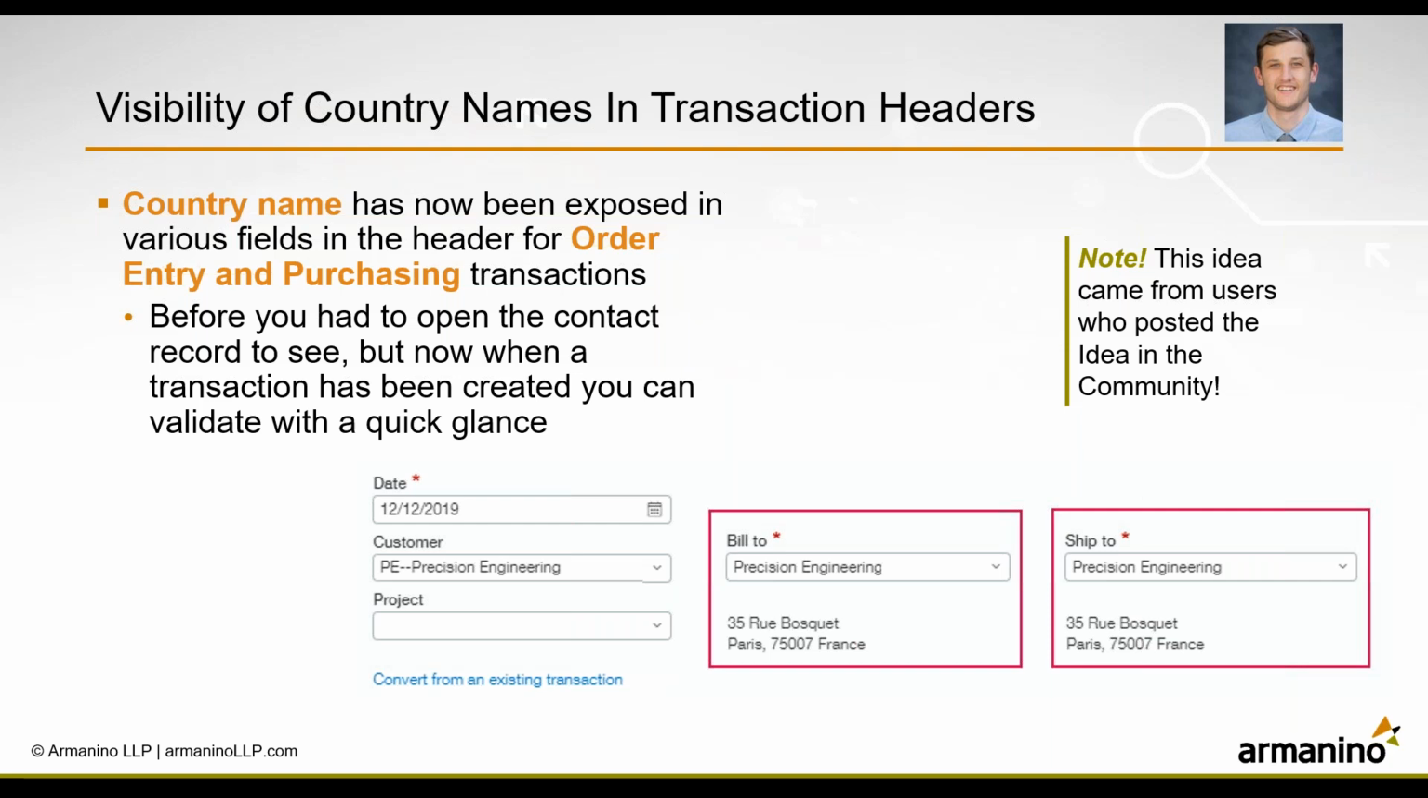Country name has now been exposed in various fields on the header for both order entry and purchasing transactions. Before, you had to go into the actual contact record to see it, but now that little bit of time is eliminated, and you can see the country name at a quick glance. A really small change, but one that people will find really helpful in the future. So again, the power of the community, and really cool to see that it got added.